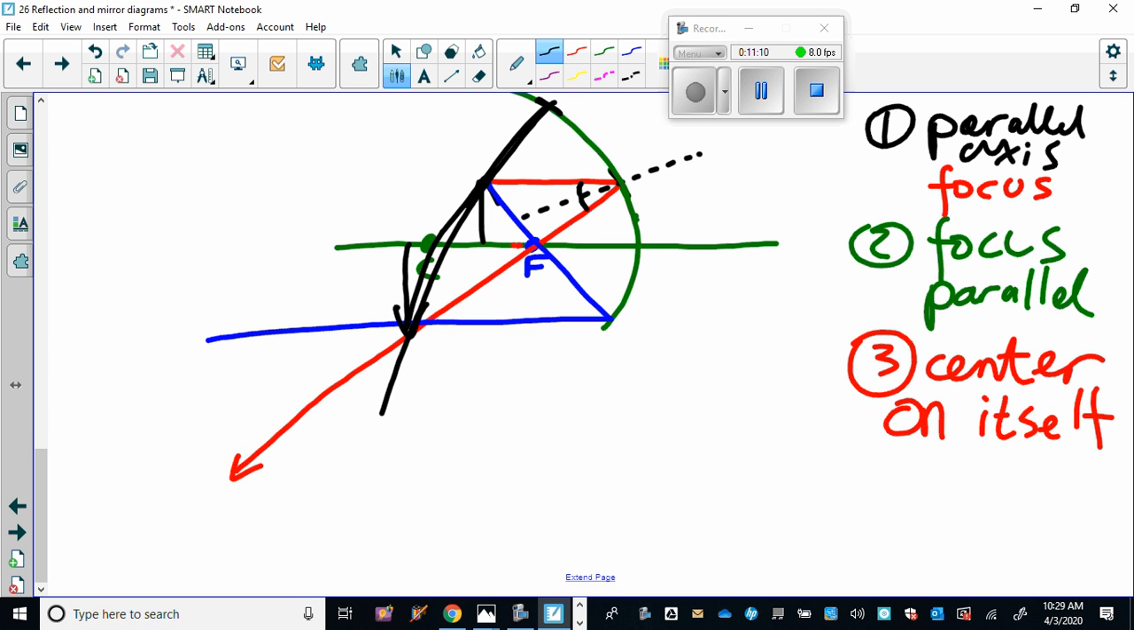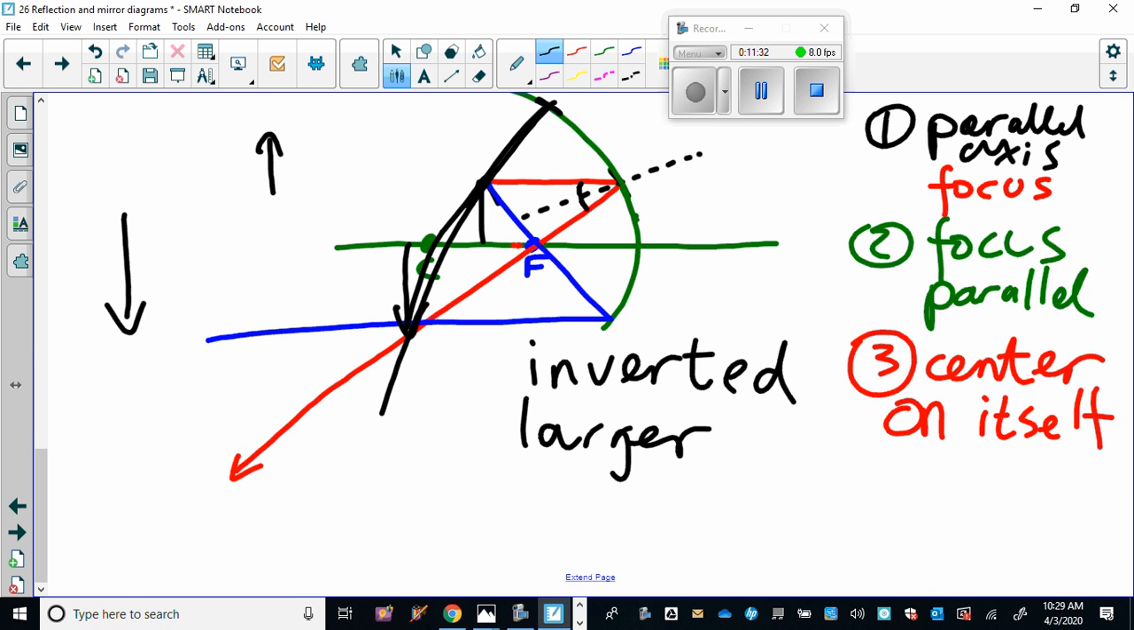That's where the image is, and that image has certain characteristics. As you can see, the original looked like this, and the image is going down. Because it's upside down, we call it inverted. It appears to be slightly bigger than the original, so we just say it's larger. And because it's on the same side of the mirror, as opposed to the plane mirror example where the image was on the other side of the mirror, we call it real. So those are the three characteristics that you have to know.